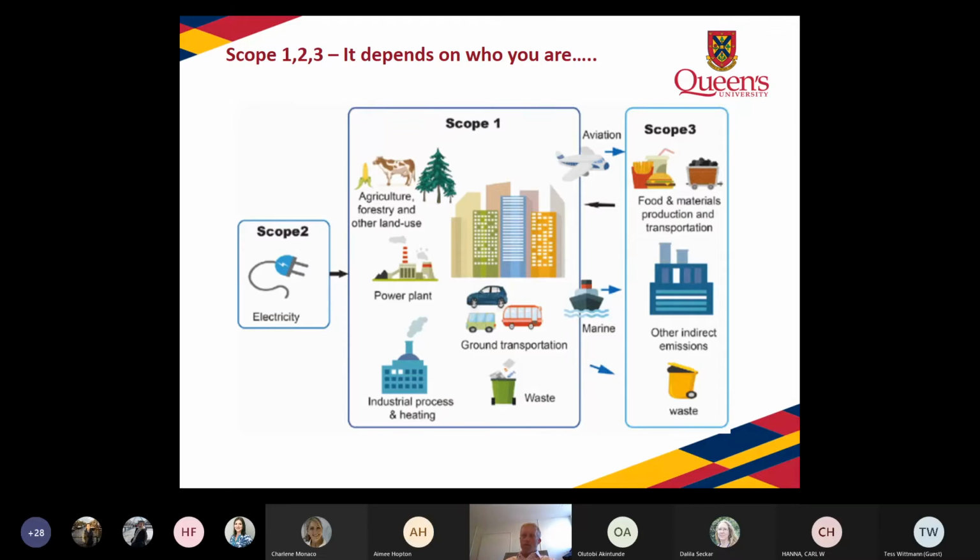And Scope 1 for us is our emissions associated with heating our buildings, our vehicle fleets, our grounds equipment, some of our lab equipment, and Scope 2 is all of our electricity use. So hopefully that makes sense and allows people to understand how we break down those different scopes.